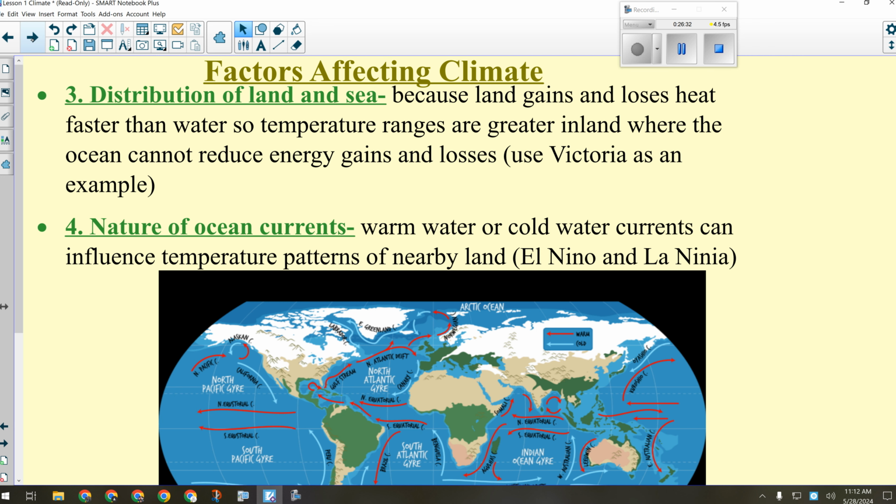Okay. Distribution of land and sea. I'm going to come back to Calgary versus Vancouver a whole bunch here, as we're talking about these. Being next to the ocean has a big effect on your climate, because of the second law of thermodynamics. Here in Okotoks, we don't have any big bodies of water. So if the air temperature drops, there's nothing to regulate it. It's just going to drop.